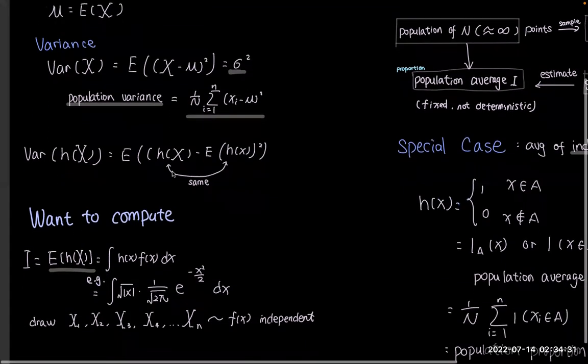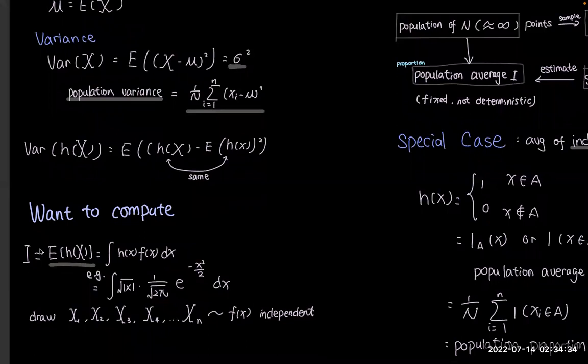Monte Carlo integration means that we want to compute an integral I, which is the expectation of h of x, where x follows f of x. By definition, this expectation is the integral of h of x f(x) dx. For example, h of x may be the square root of the absolute value of x, and f of x may be the density function of a normal distribution. In order to compute that, remember this is a population average, and we can approximate it by a sample average. That is, we sample small n values from this f of x.